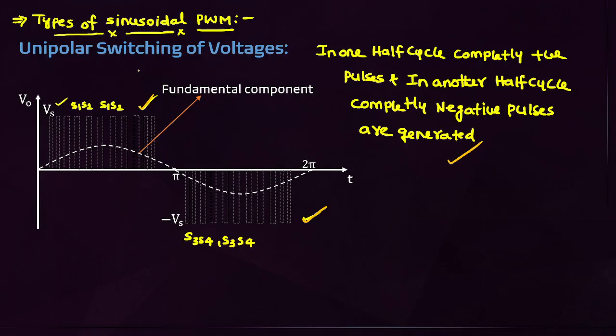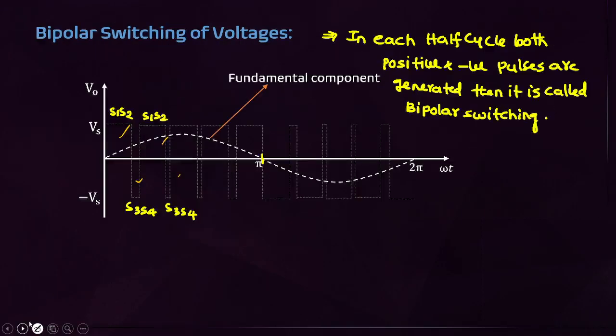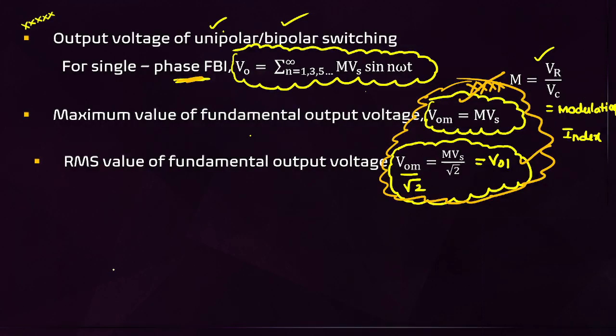Then there is unipolar switching. In sinusoidal PWM again there is unipolar and bipolar switching. In unipolar switching, one half cycle has completely positive pulses and the other half cycle has completely negative pulses. This is called unipolar switching. Bipolar switching means every half cycle has positive, negative, positive, negative, positive, negative pulses. That is called bipolar switching. It may be unipolar switching or bipolar switching.